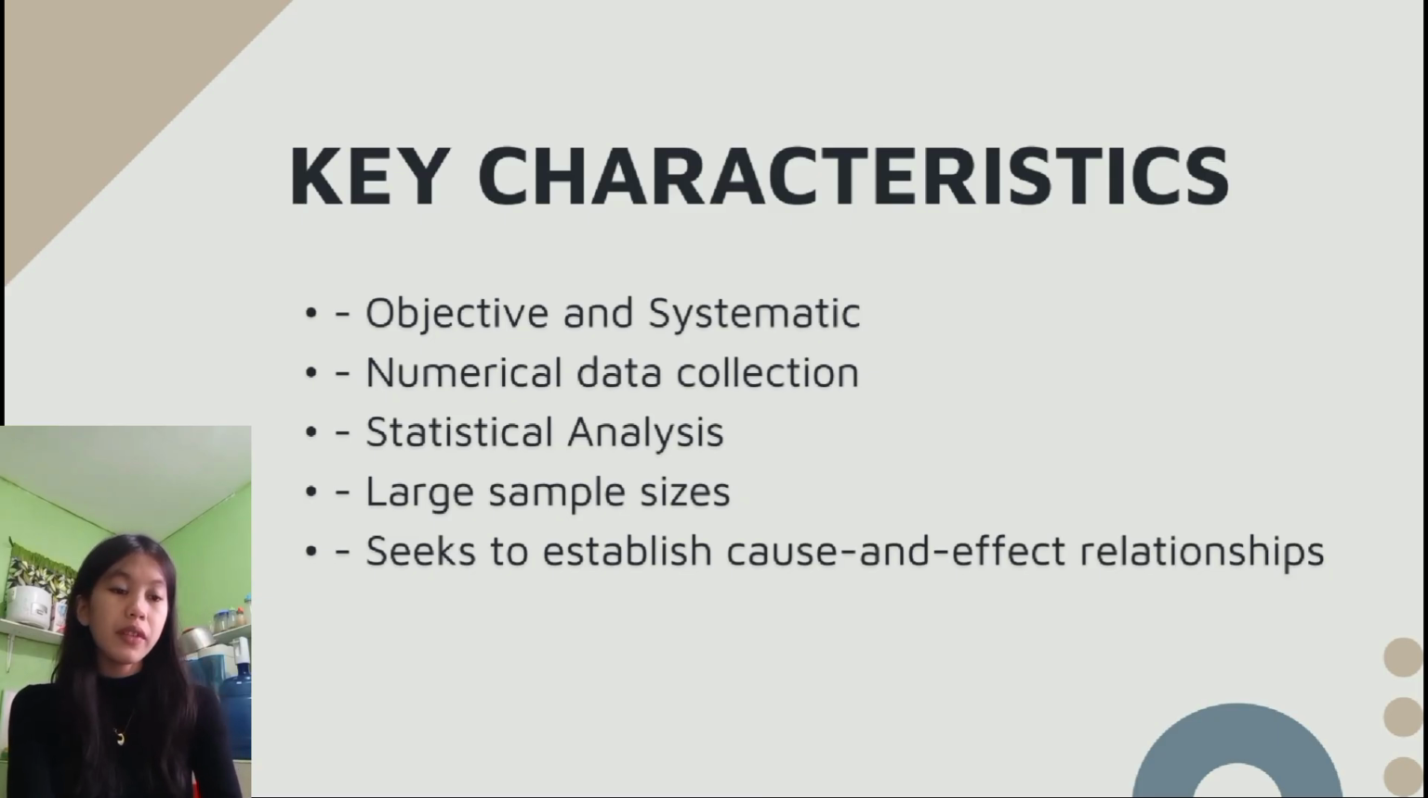First, objective and systematic. It avoids personal opinions and follows a step-by-step process. Second, numerical data collection. Information is gathered in the form of numbers. Example, test scores, survey ratings, percentages. Third, statistical analysis. Data is analyzed using math or statistics. Example, averages, correlations, graphs. Fourth, large sample sizes. Usually involves many participants to make results more reliable.